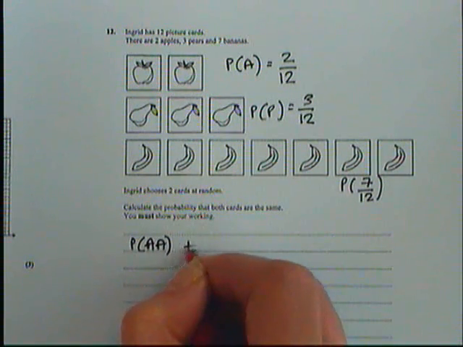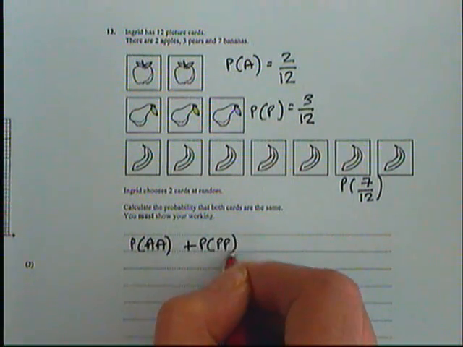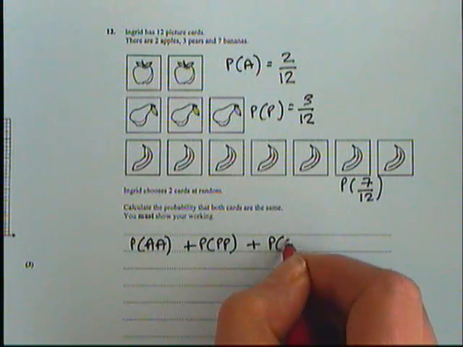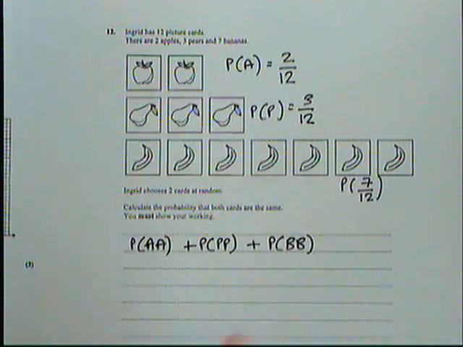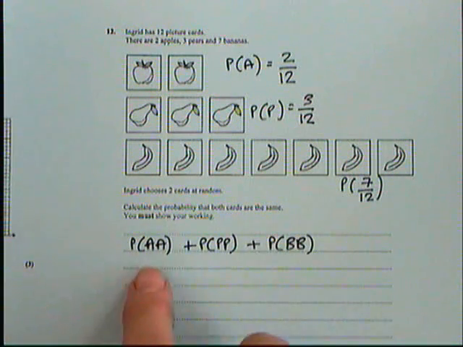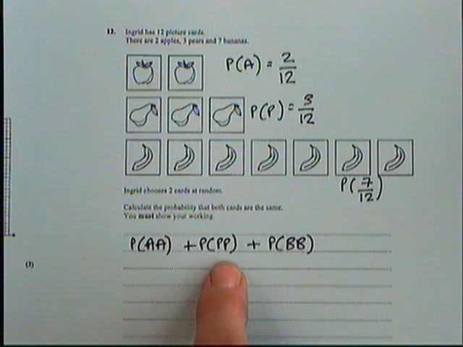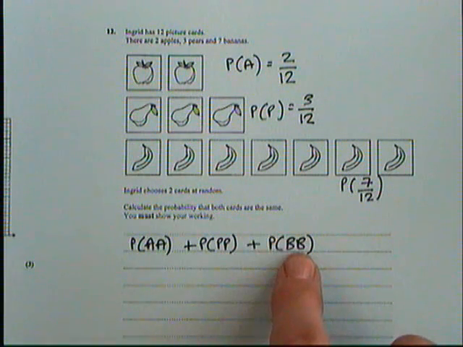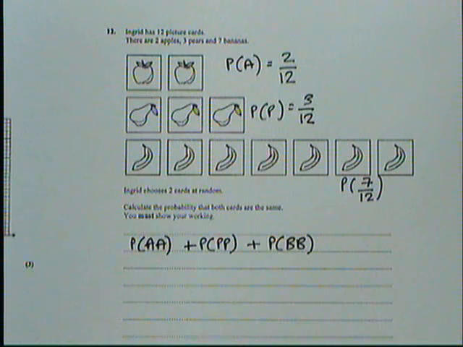2 apples plus 2 pears plus 2 bananas. And she's only choosing 2 cards, so these are all mutually exclusive. She can only choose 2 apples, but she can only choose 2 pears, she can only choose 2 bananas. She can't do all that at the same time, which is why the probabilities are added.